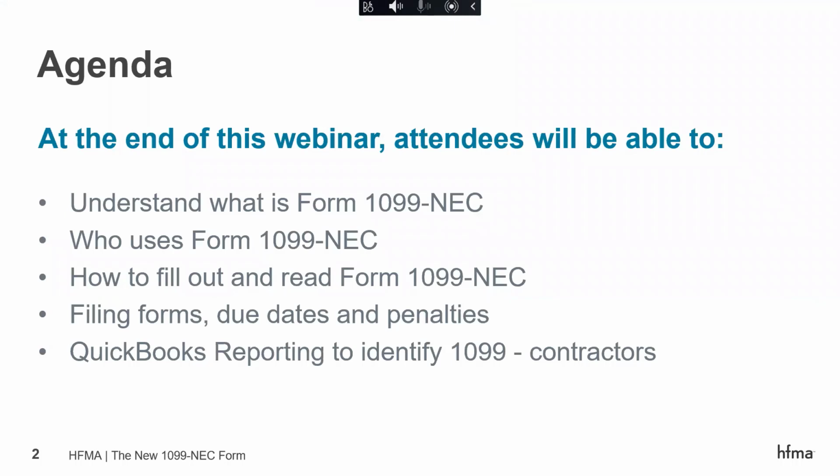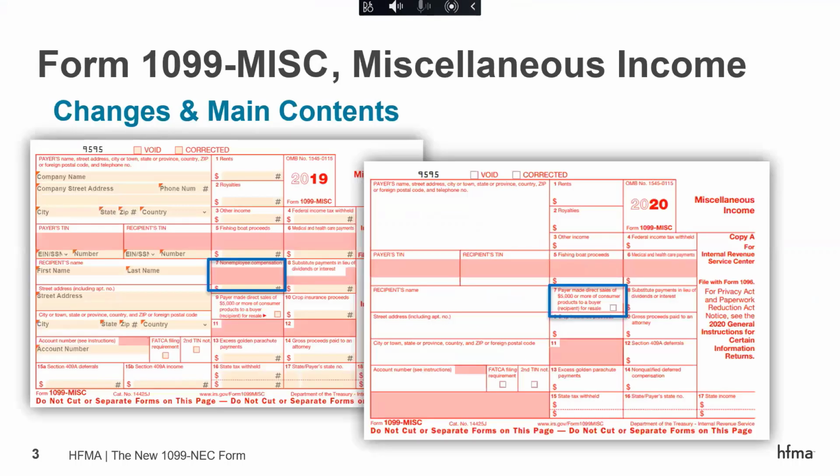At the end of today's material, attendees will be able to understand the new 1099 NEC form and the filing process. We'll go over the reporting available in QuickBooks to help identify those contractors the chapter region paid throughout the calendar year. Many of you are familiar with the original Form 1099 miscellaneous.